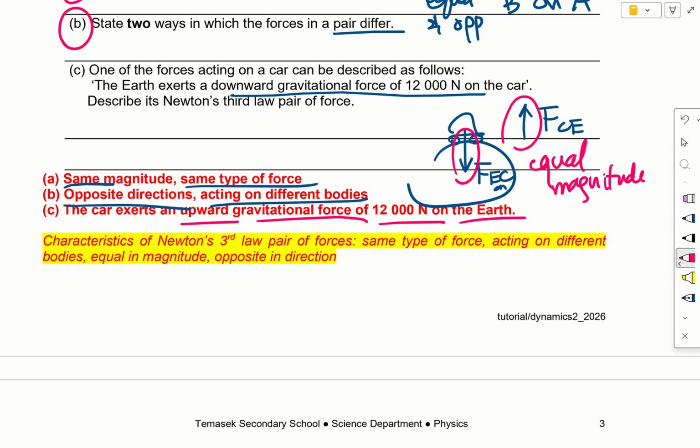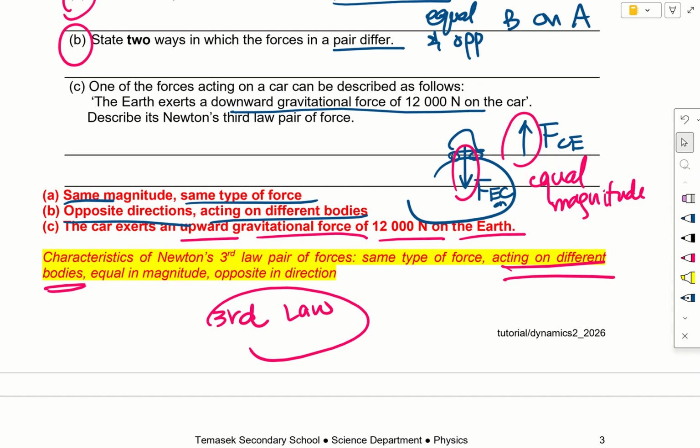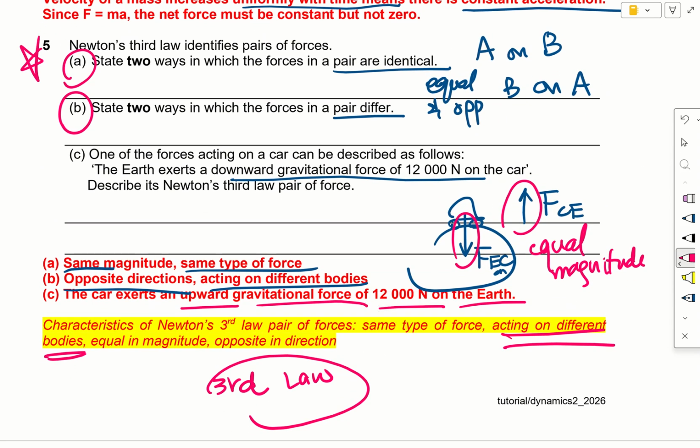They act on opposite bodies. So very important for third law, they must act on opposite bodies. So A acts on B, B acts on A. And this kind of question is a very popular question.